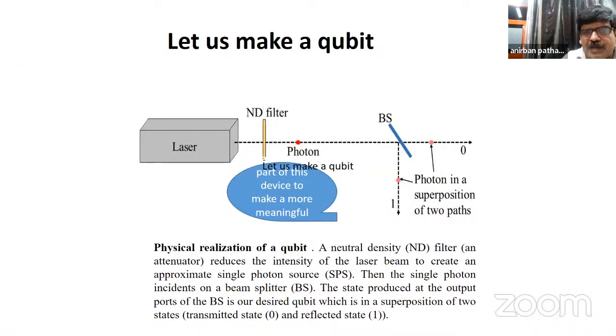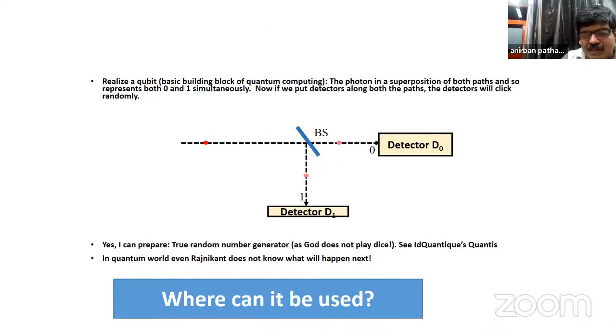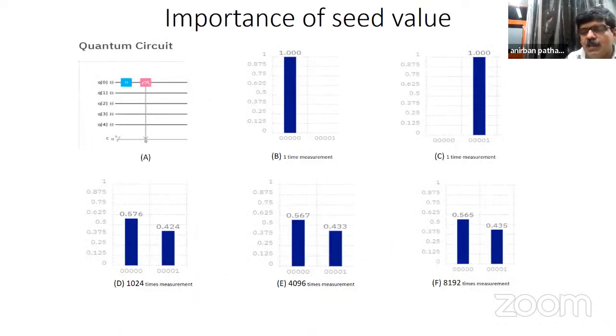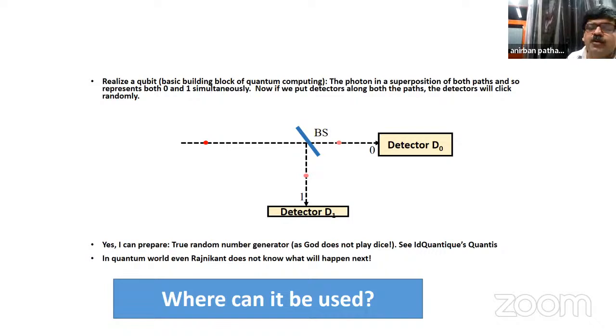So this is the neutral density filter after the laser. After a beam splitter, I create a qubit in this way, and then I put detectors, and the detector clicks either 0 or 1. I have already shown you such a detector. When I was a student, I had to believe this. Somebody told me that it will click either on 0 or 1, and I had to believe it. But you don't need to believe it.